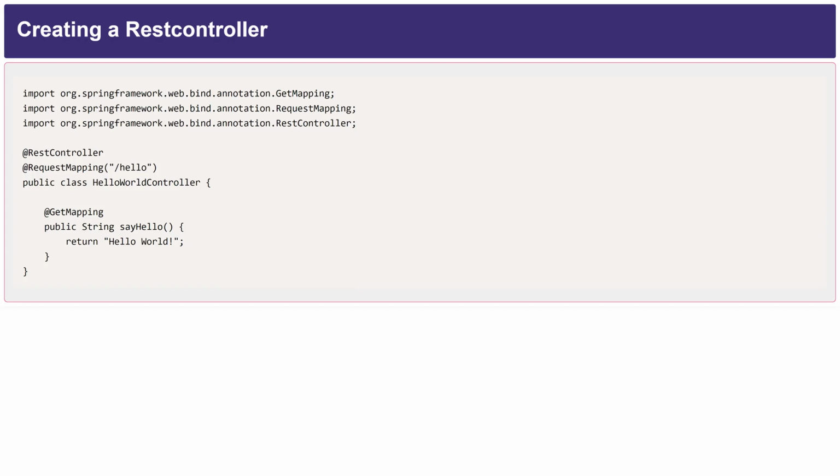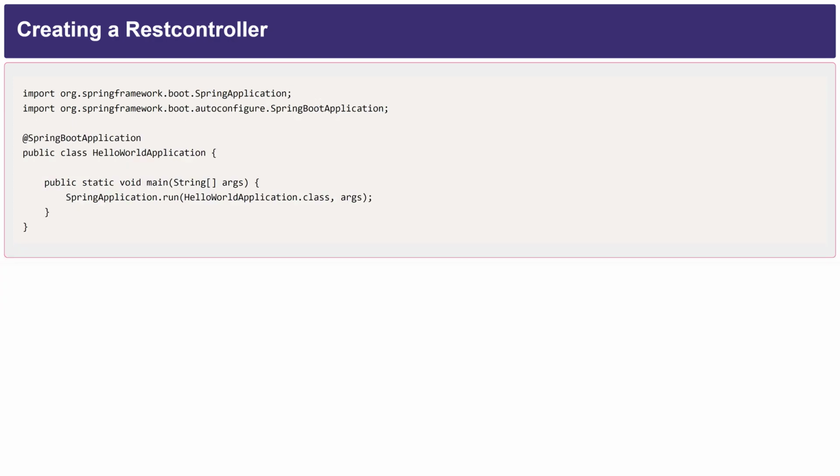This code snippet is a simple example of creating a RestController in Java using the Spring framework. Firstly, we import the necessary classes for handling HTTP requests and creating a RestController. We then create a RestController class with the annotation @RestController and specify the mapping for the endpoint in the @RequestMapping annotation. In this example, the endpoint is hello. Inside the RestController class, we define a method with the annotation @GetMapping, which handles GET requests to the specified endpoint. The method returns the string hello world as the response to the GET request.